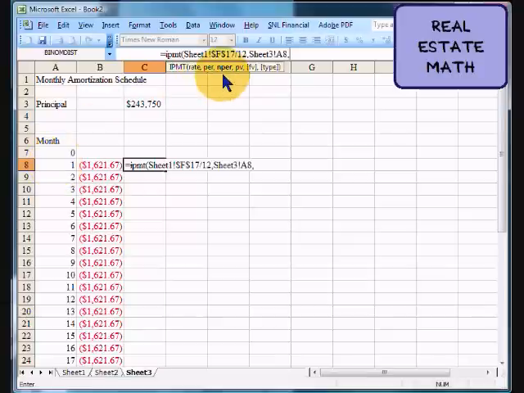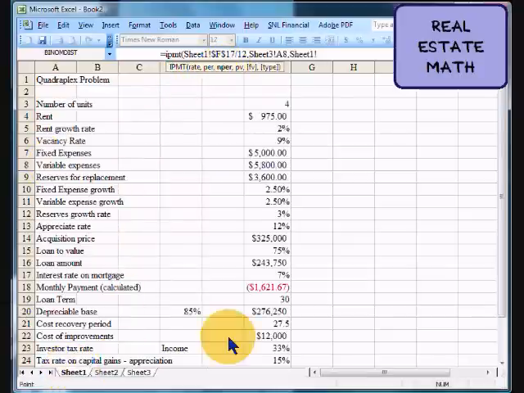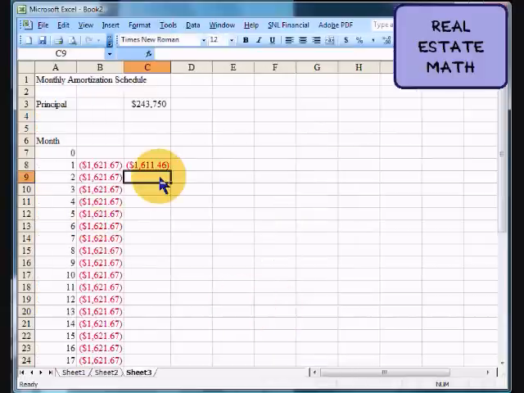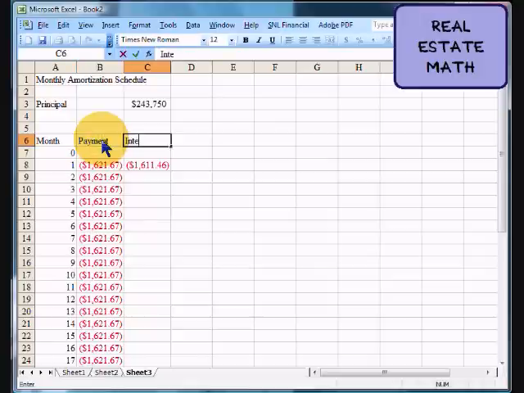And now we have the number of periods, which if we recall was our 30, I'm sorry, in this case, times 12. And then finally, our present value is going to be the value of the loan from the beginning. So we're going to click that, and I'm going to hit F4 to lock that in again. And now we can see that almost all of this payment is interest. Let's just say payment, interest, and principal.